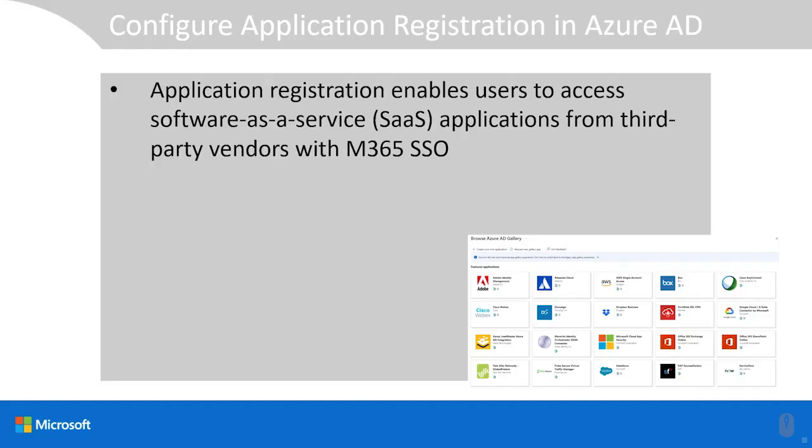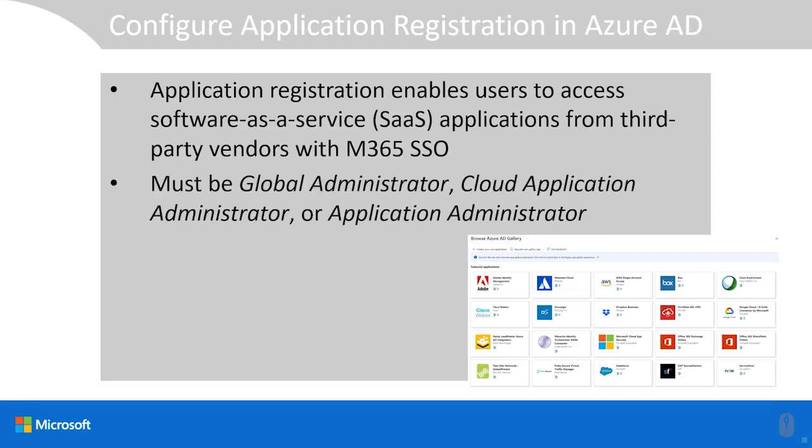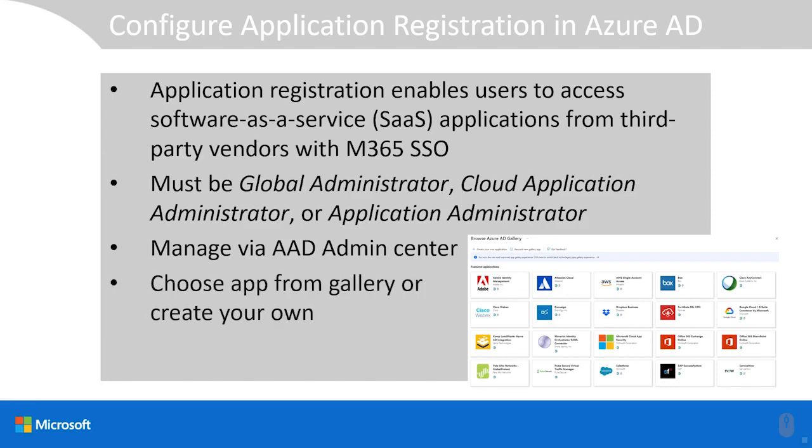Now we're going to talk about configuring application access. Application registration is how you can enable your users to use their Microsoft 365 credentials to access software as a service applications from third-party vendors. Only members of the Global Administrator, Cloud Application Administrator, or Application Administrator roles can configure application registration. It's managed by the Azure Active Directory Admin Center, and to get you started, you can choose an app from the gallery or create your own. Now I'm going to show you an example of registering a third-party application.